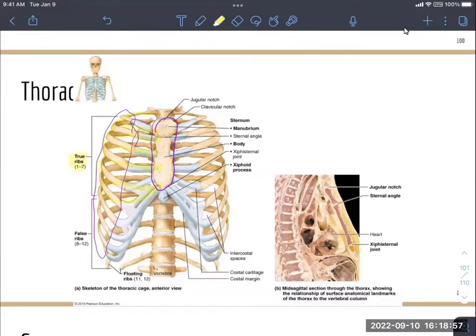Our false ribs are ribs that all come together. They do not attach directly to the sternum. They come to this cartilage area down at the bottom, and that is where they attach, and they'll eventually go up and attach to the sternum. We have floating ribs, 11 and 12. They're not full ribs. They're just partial ribs. They don't attach to anything, but they still help to protect us.